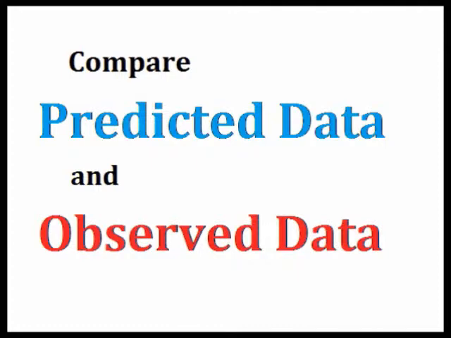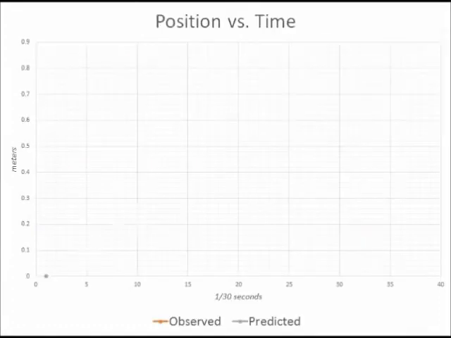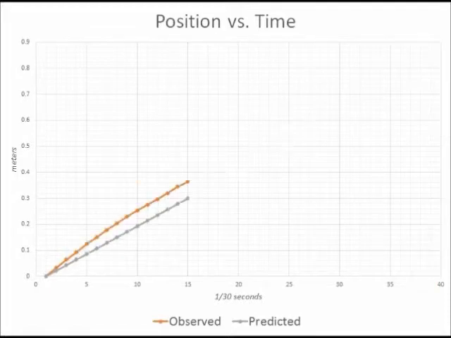Predicted data and observed data can be compared in a graph of position versus time. The graph shows how the model's constant velocity compares to the real ball's velocity.